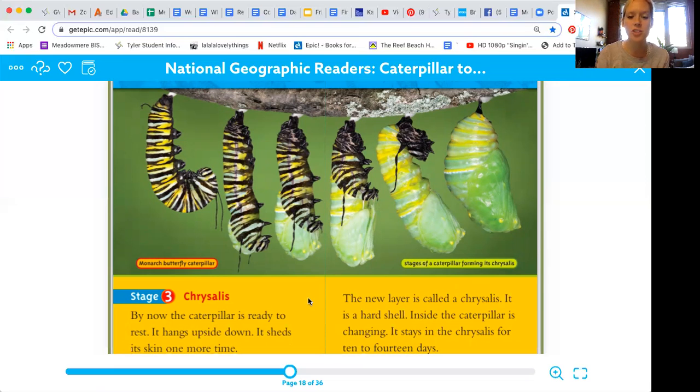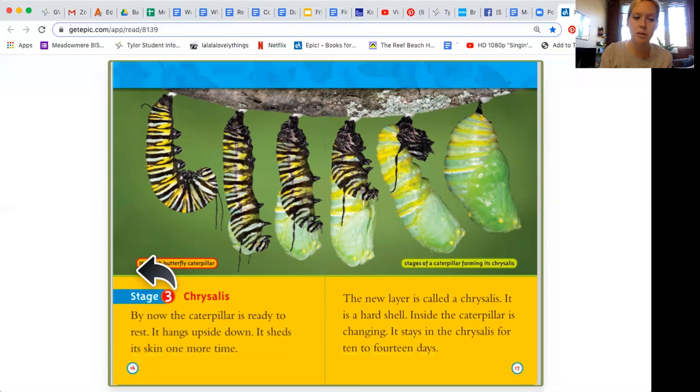Inside, the caterpillar is changing. It stays in the chrysalis for 10 to 14 days. So about a week and a half or 2 weeks, and the butterfly will come out. And they have their captions here. Monarch butterfly caterpillar. Sorry, that's a label.